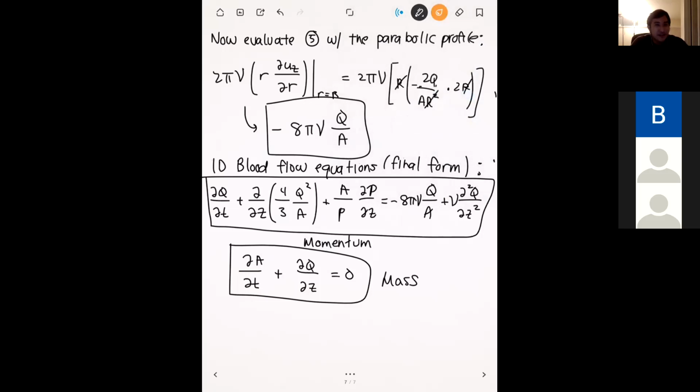But we're actually not quite done yet. There is one more thing that we have to talk about, and that's pressure. Right now we have two equations, our momentum equation and our mass equation, and in a linear sense we can use these equations to solve for two unknowns. We can solve for flow and we can solve for area. But we don't have an equation to solve for pressure. And so we need one more equation to compute pressure.